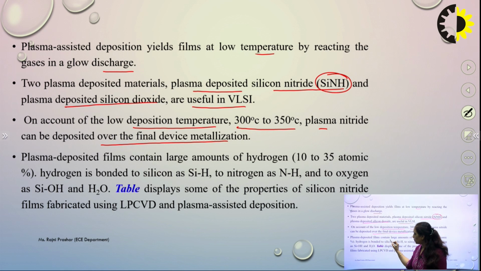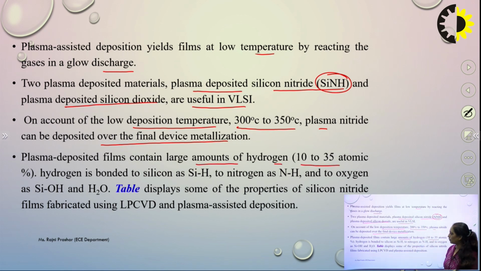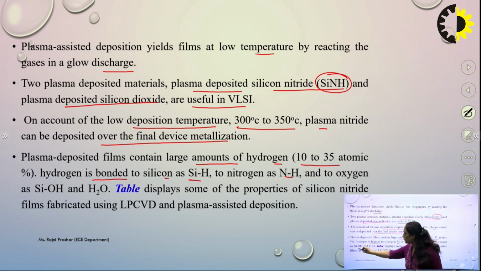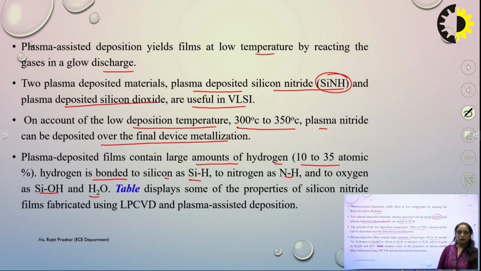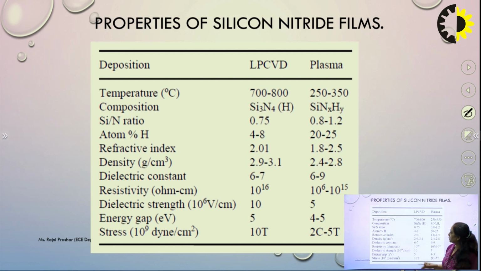So these plasma deposited films contain a large amount of hydrogen, that is between 10 to 35 atomic percentage. This hydrogen is bonded to silicon and to nitrogen, and as well as silicon, water molecules and H2O. And we can see in the next table that for these processes, each composition will be different.